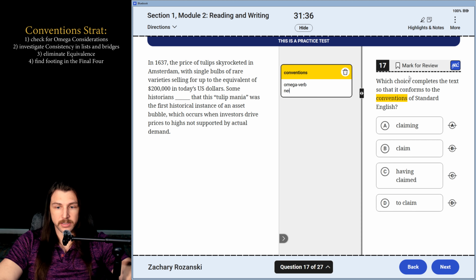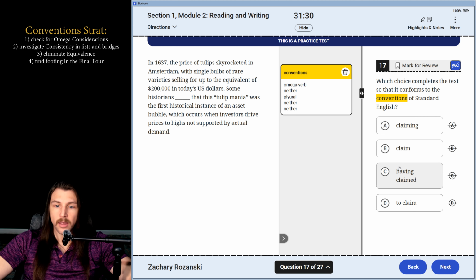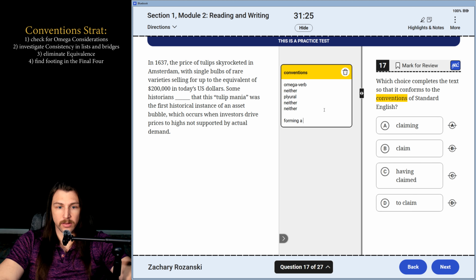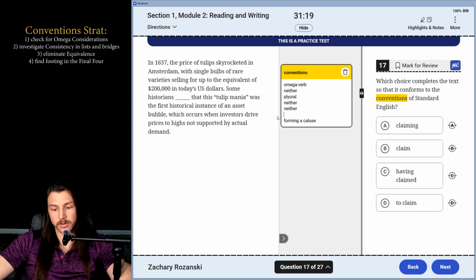I'm going to check for number first, as I always do. I've got a neither, I've got a plural, I've got a neither, and I've got a neither, right? We're putting he and they right before the first verb that's offered. I am going to consider that this is either forming a clause or it's going to be parallel structure. So I'm going to look for an and. I don't see one that's there. This is going to be forming a clause.